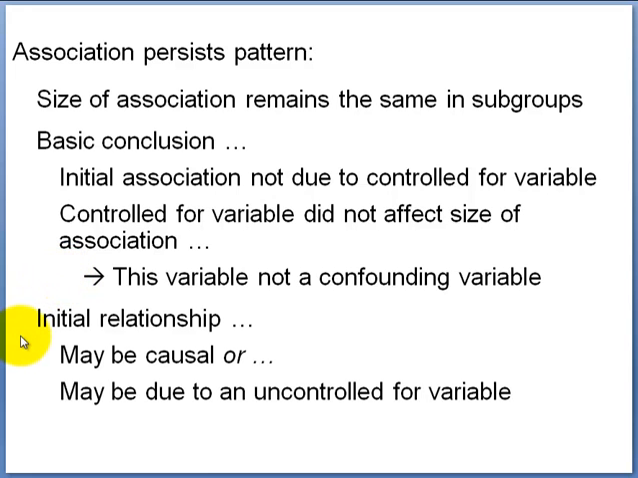And now then, what conclusion would you reach about causality? And I'm presuming, again, we do not have a randomized design. So the idea is, in this situation, the relationship may be causal. I mean, in particular, you know the relationship is not due to the controlled for variable. But on the other hand, the relationship might not be causal. It might be due to a variable that is not controlled for.